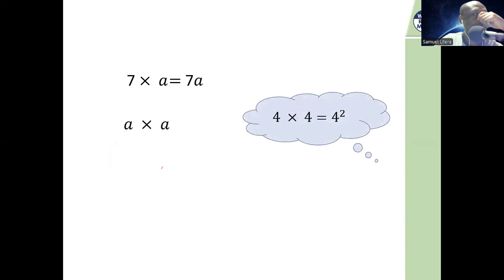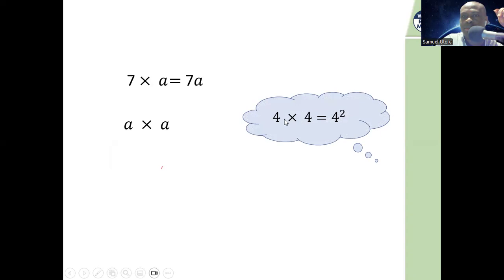By now, you know this because 7 times A will be written as 7A. Okay, don't forget about the new words we've learned. The 7 is called the coefficient. The A is called the variable. What about A times A? What do you think? I'll give you a clue.